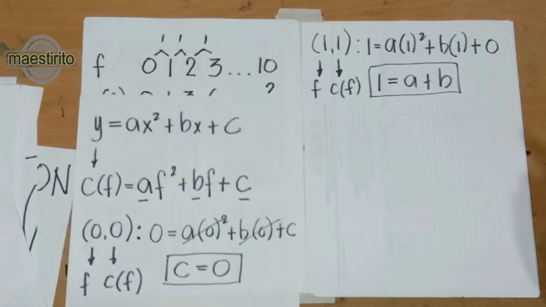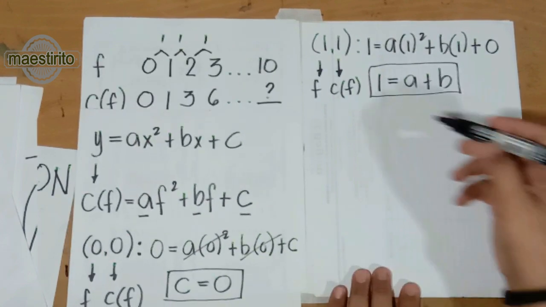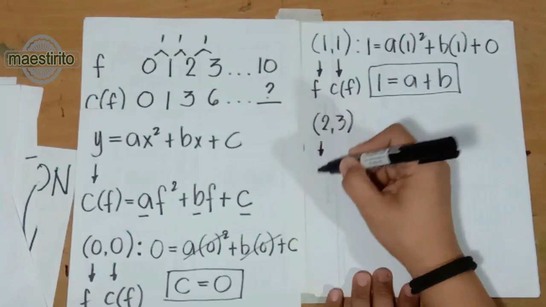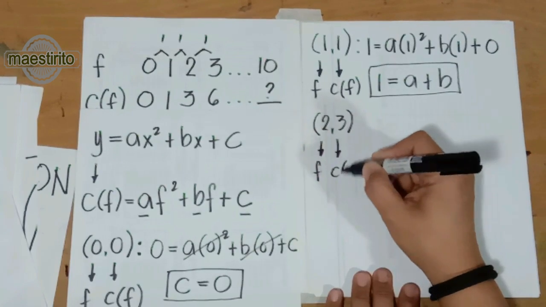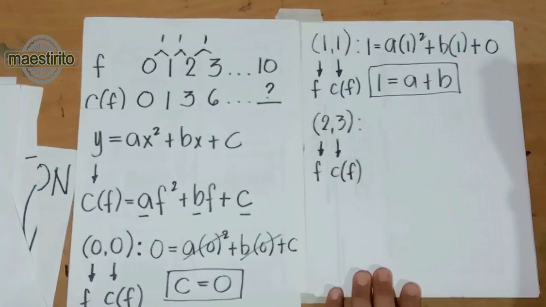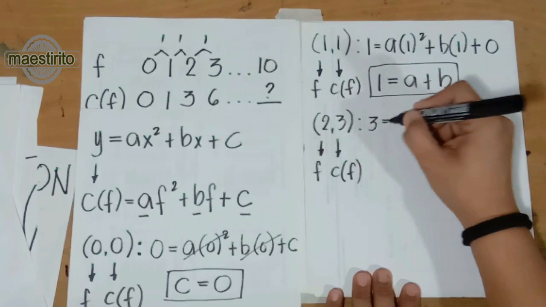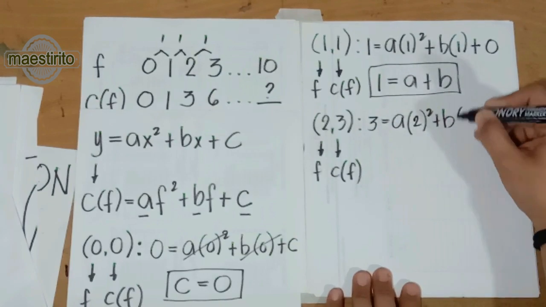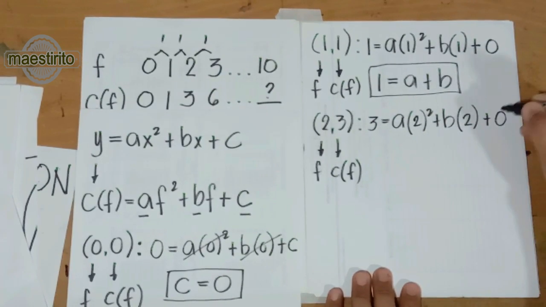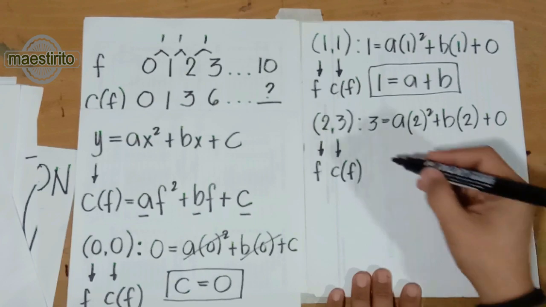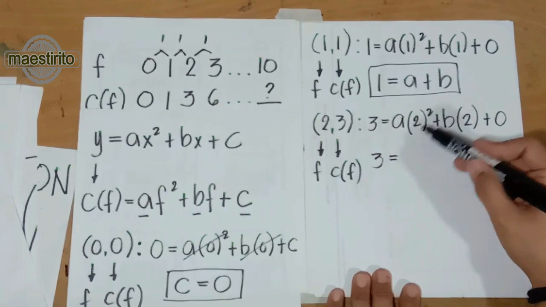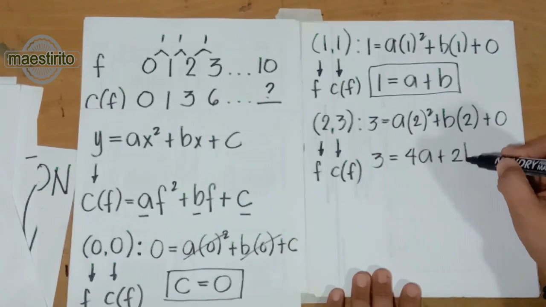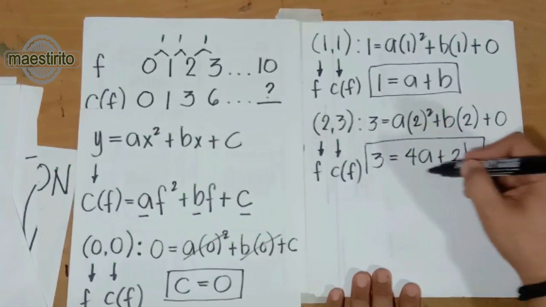Now, let me have (2, 3). So my 2 here is the f, 3 there is my C of f. Then it will give us 3 is equal to A times your f, which is 2 squared, plus B times your f, which is 2, plus, again, C is 0. Then 3 is equal to 2 squared is 4 times A, that's 4A. Then plus 2B. There you go.